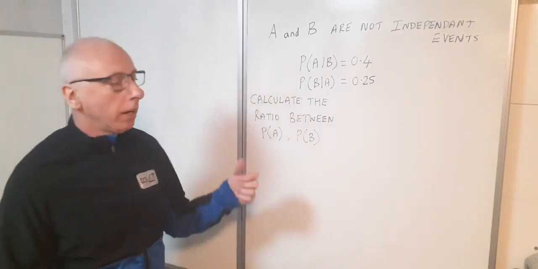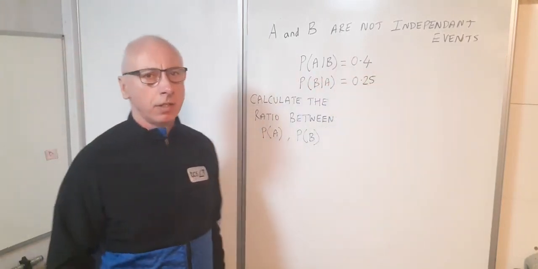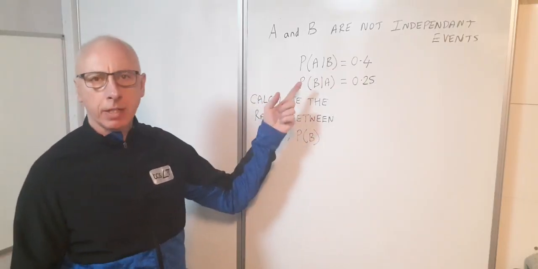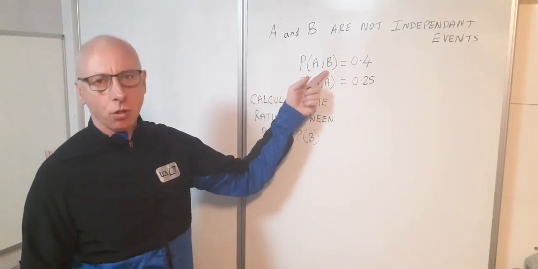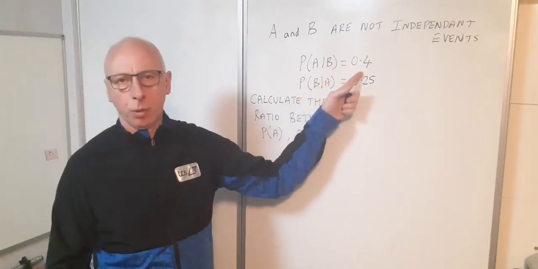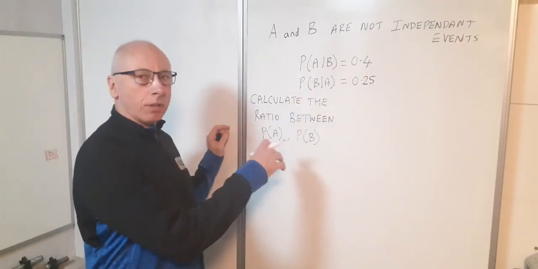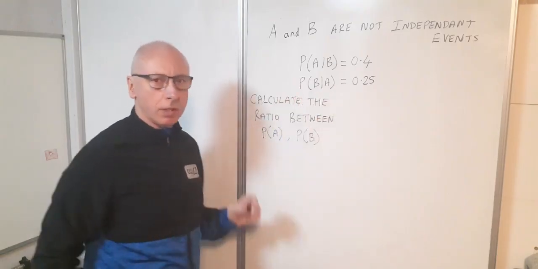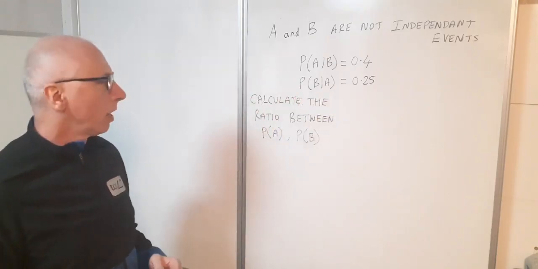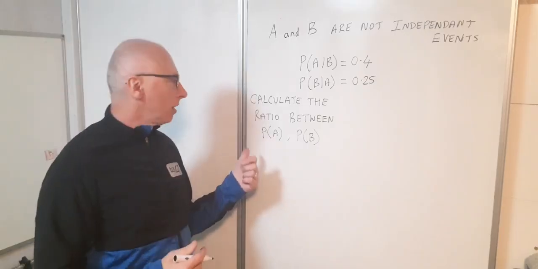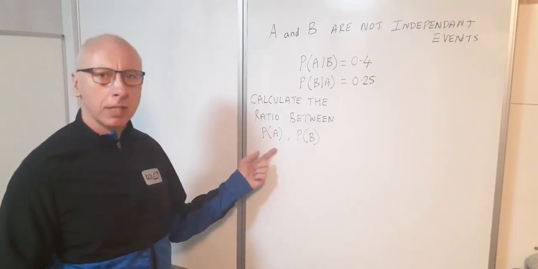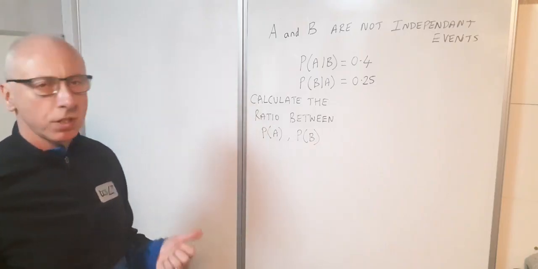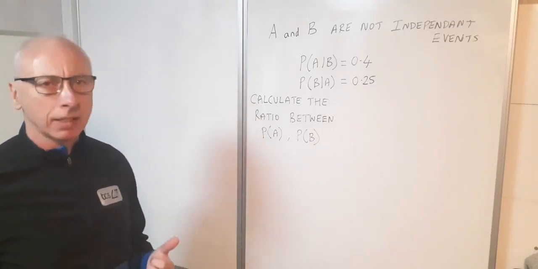So in this question here, A and B are not independent events. And what we're given to work on is the probability of A given B has already happened is 0.4, and the reverse of that, the probability of B given A has already happened is 0.25. What we're asked is, what's the ratio between the probability of A and the probability of B? So how are we going to go about that?